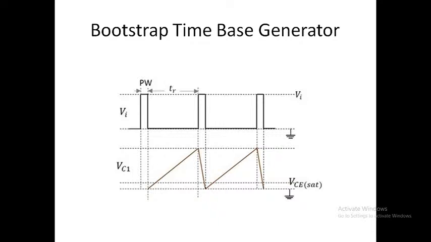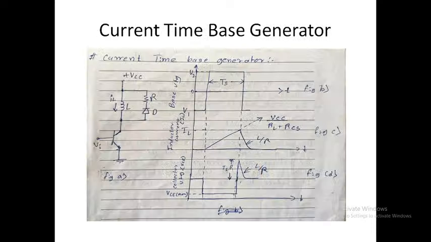Now when you remove the negative pulse from the base of Q1, the capacitor C1 discharges rapidly through Q2 and the output voltage returns to 0. So in this bootstrap time-based generator, the returning time is very small. The retrace time is very low, so you will get a better sweep time. So this is the bootstrap time-based generator.